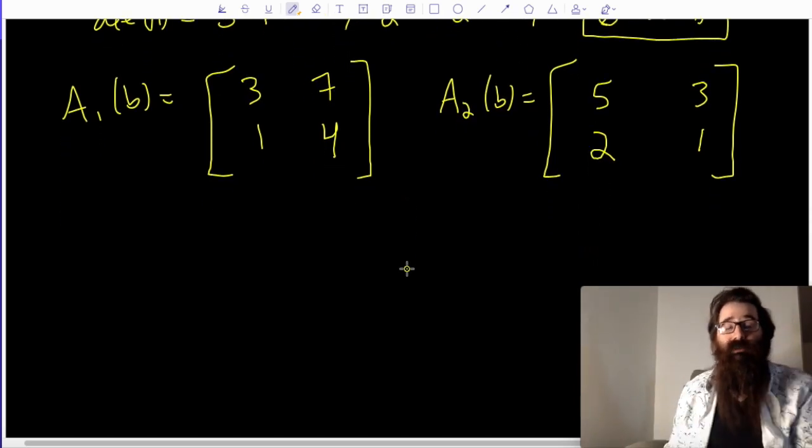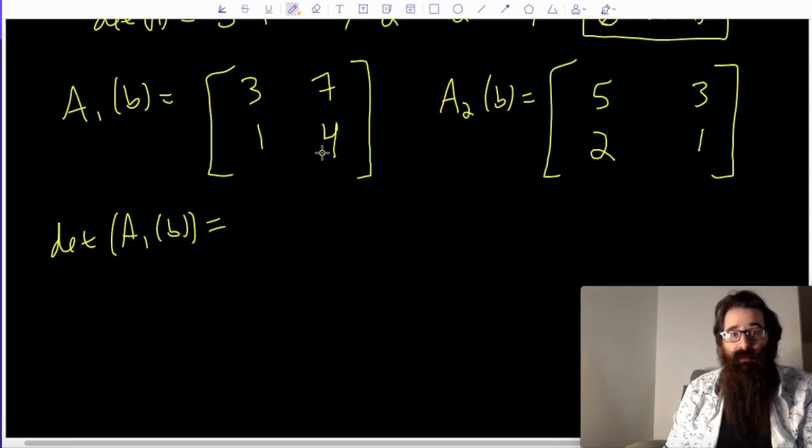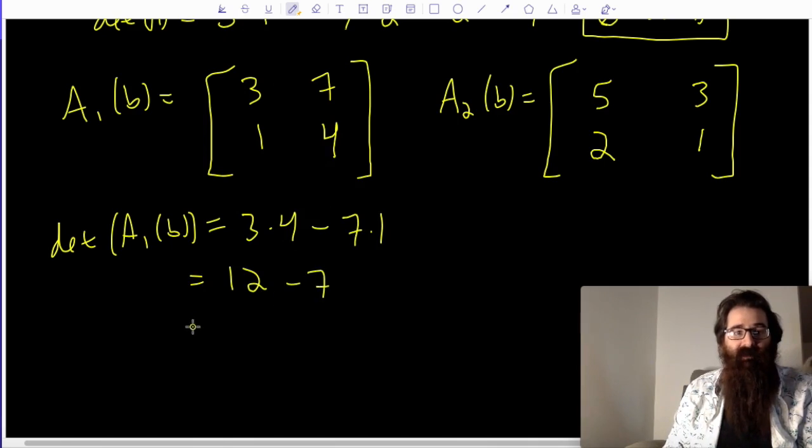Now that I found these two special matrices, I want to find their determinants. So determinant of A sub 1 at B, multiply on the main diagonal, so that's 3 times 4 minus, and then multiply on the off diagonal, subtract that away, so minus 7 times 1. So that gives me 12 minus 7 gives me 5.